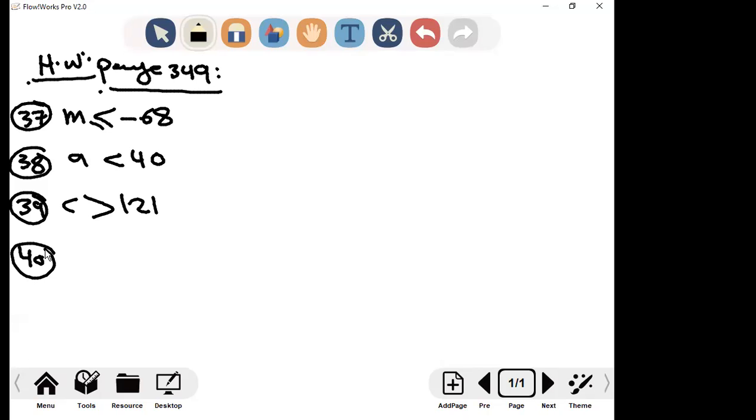b more than or equal 68, right? b more than or equal 68, not less than or equal. Question 41.